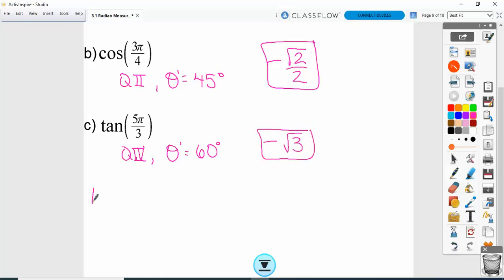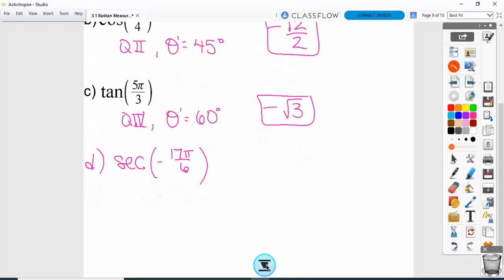Let me throw one more up here. What if I said secant of maybe 17 pi over 6? I can probably look at that, or I should be able to look at that and tell the reference angle right away. What's my reference angle? 30 degrees, because it's over 6. Now the quadrant is a little trickier, but think back.